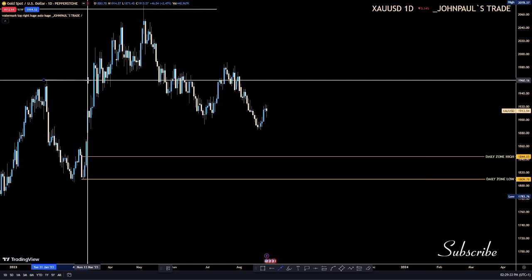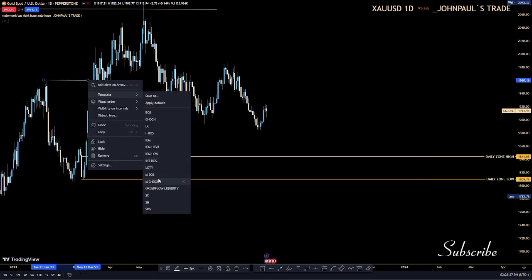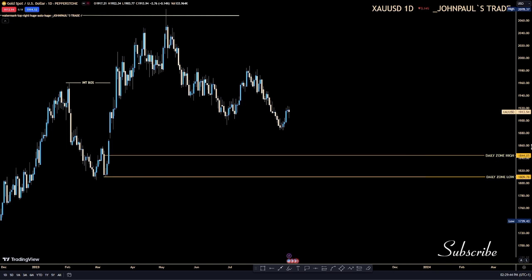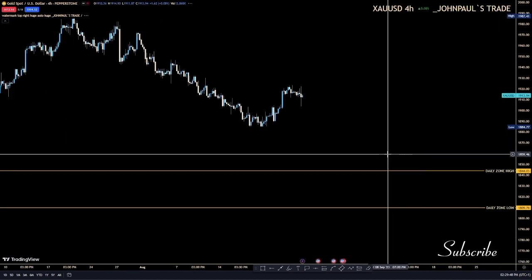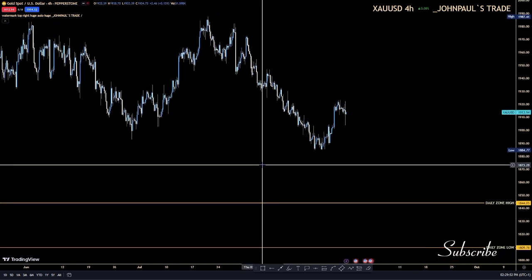So before that, after you must have marked that, you mark your internal BOS. This is the internal break of structure. The upper one is the major break of structure. This one is the internal BOS. I hope you guys are understanding. So you have to switch to your 4 hour time frame to know where you are in the market.